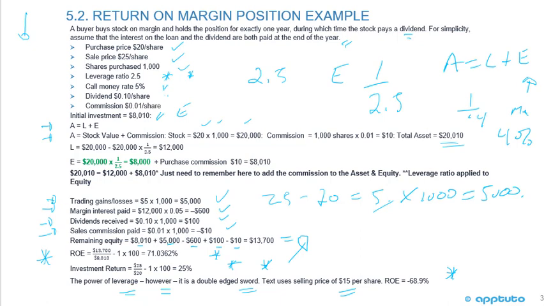So to calculate our return on equity, we look at our initial equity, and then we add our gain or loss on the sale, subtract the interest, add the dividends, subtract the commission. That's our ending equity, okay? And then return on equity is the ending equity divided by the beginning, minus 1, times 100. We get our ROE.